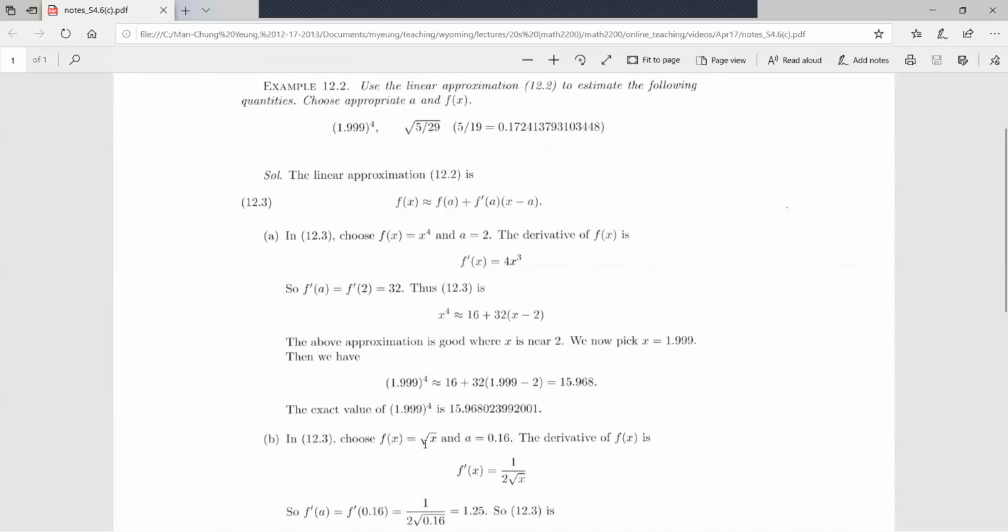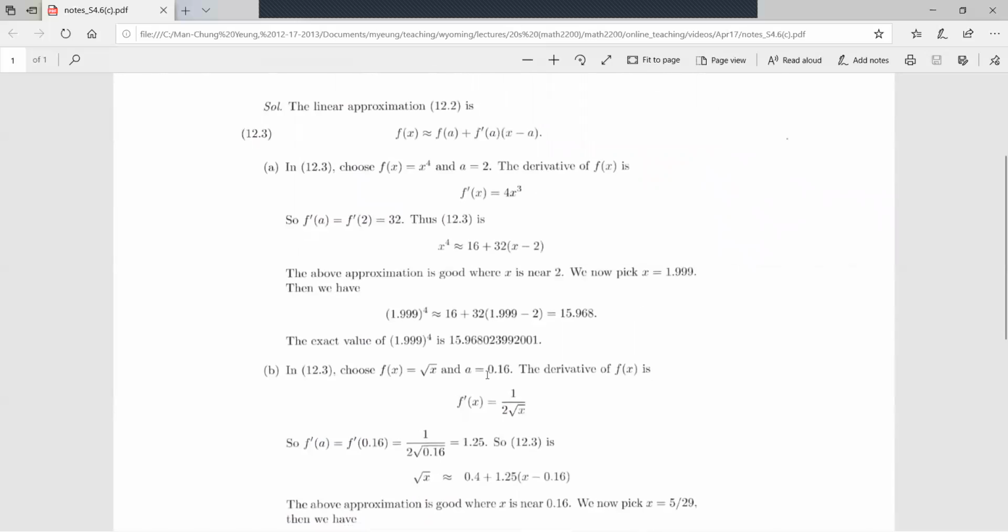The derivative of the function at a. Take the derivative of square root of x, then we get this. Now plug in a, plug in 0.16 for x. The square root of 0.16 is easy to evaluate. It is 0.4. So it is 2 times 0.4, which is 0.8. 1 over 0.8 is 1.25.